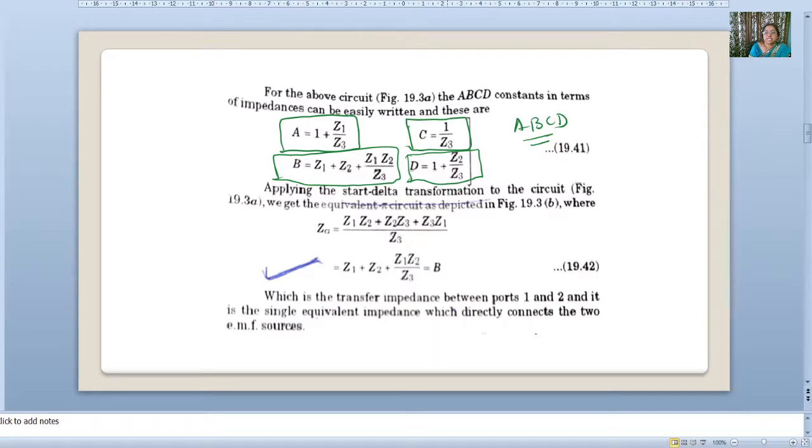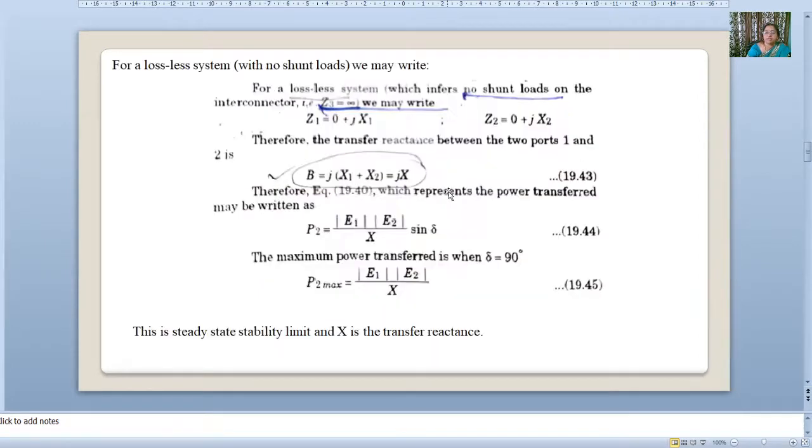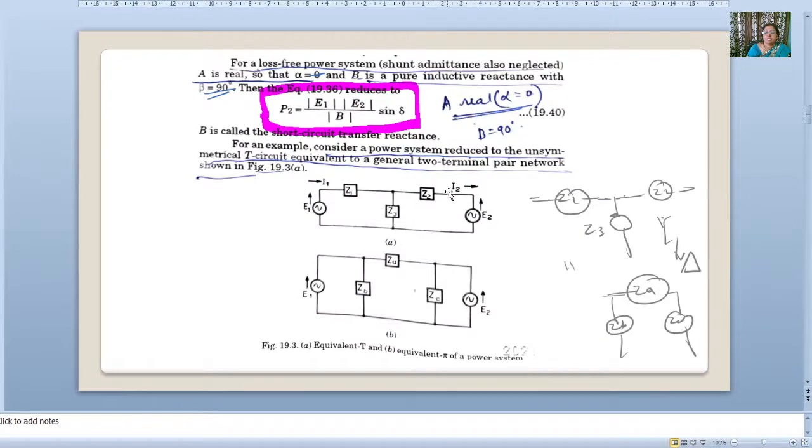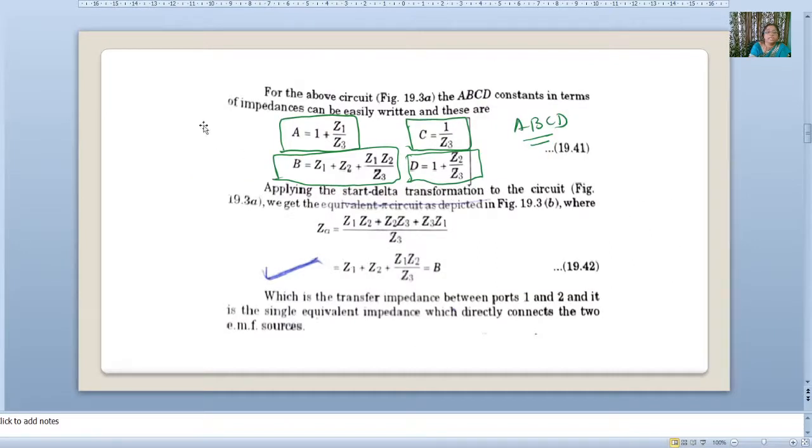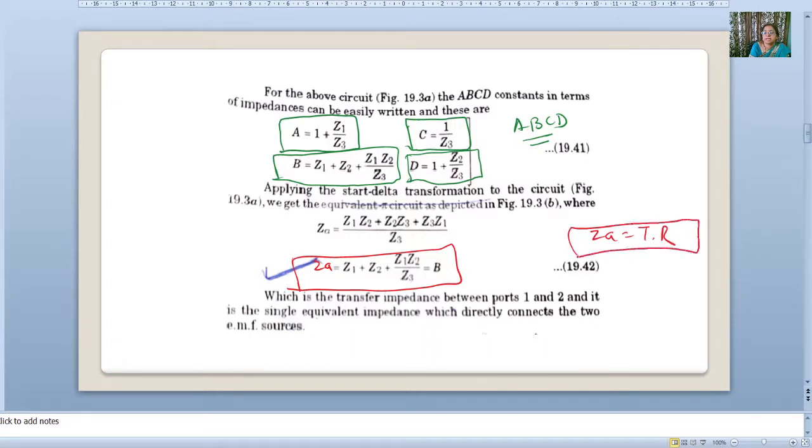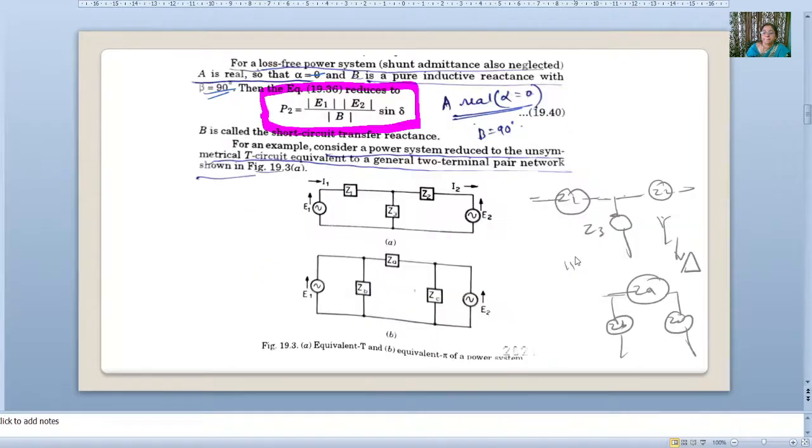Applying star delta transformation to 19.3a, this star we have to convert into delta. So ZA is our Z1 plus Z2 plus Z1 into Z2 divided by Z3. ZA is our transfer reactance. This is our ZA. We are neglecting the other two as it is a pi.